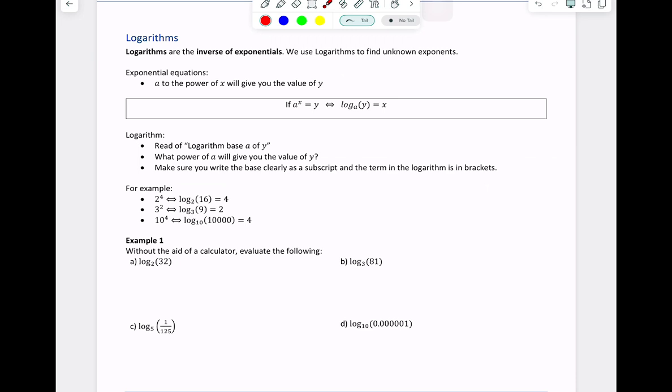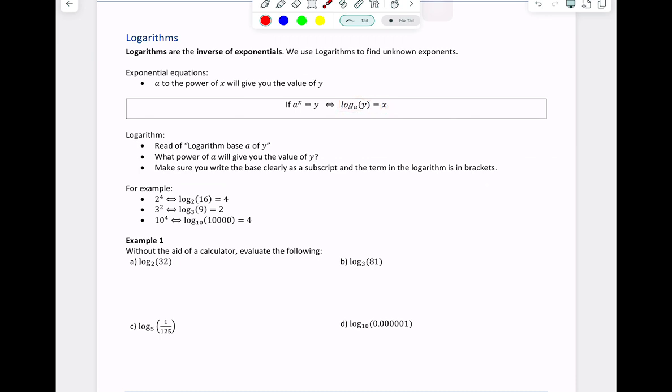An exponential equation is structured as a to the power of x, which will give you the value of y. Now, if we restructure this, it is equivalent to saying log with a base of a, so the base is the same, of y, which is that value that we obtained there, and x is the power. So when you're calculating a log, essentially what you're trying to do is find the power.